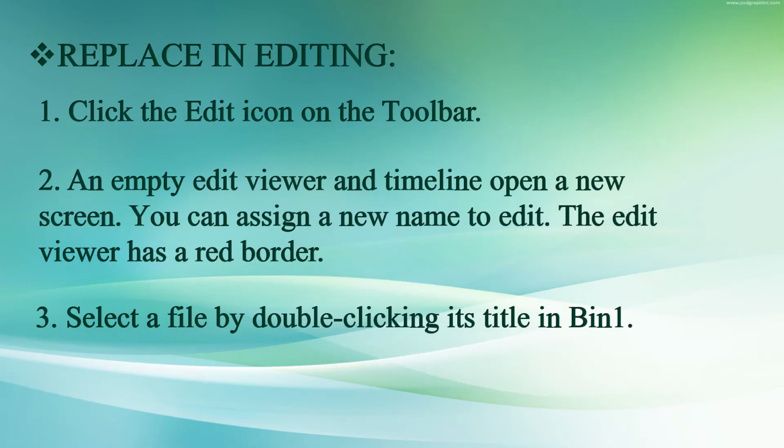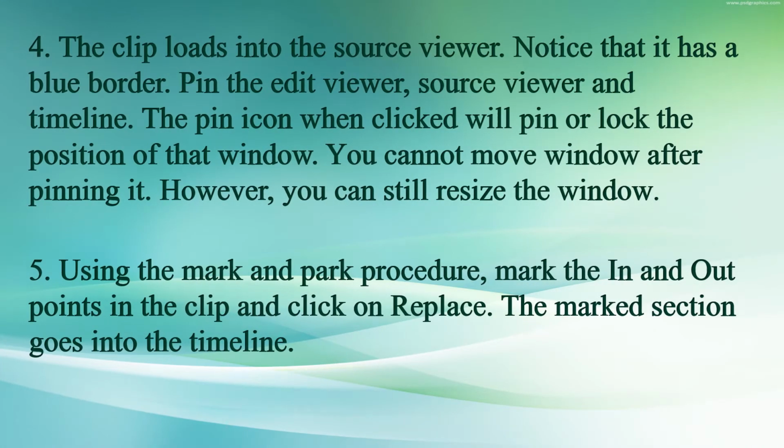Replace and edit. Click the edit icon on the toolbar. An empty edit viewer and timeline open on the screen. You can assign a new name to the edit. The edit viewer has a red border as can be seen. Select a file by double clicking its title in bin 1. The clip loads into the source viewer. Notice that it has a blue border.